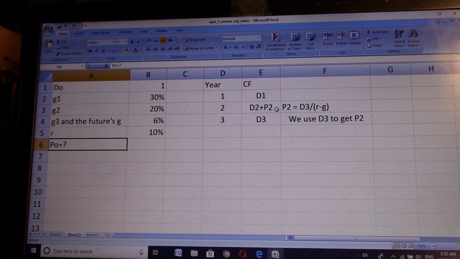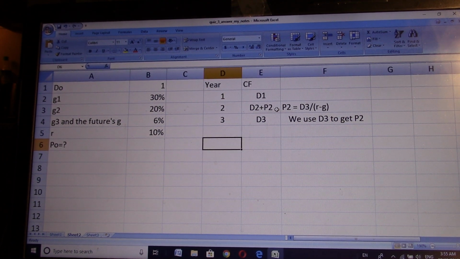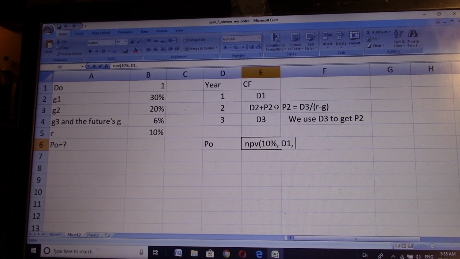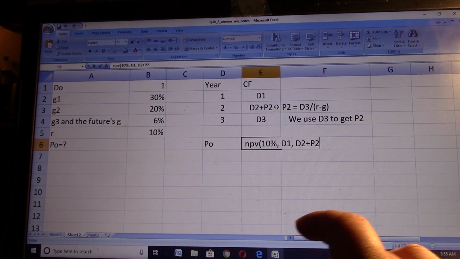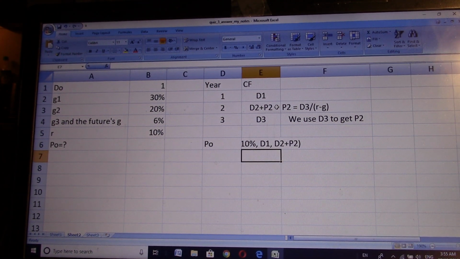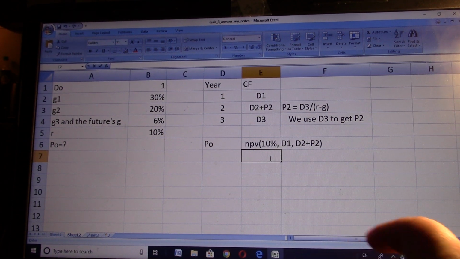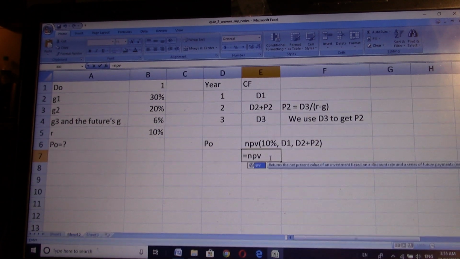So to get P0, we can use this NPV function because our cash flows are known: 10%, and D1, D2 plus P2. And this should be the answer for this question. Since we used the calculator, we got the answer already. But let's see, is that right?